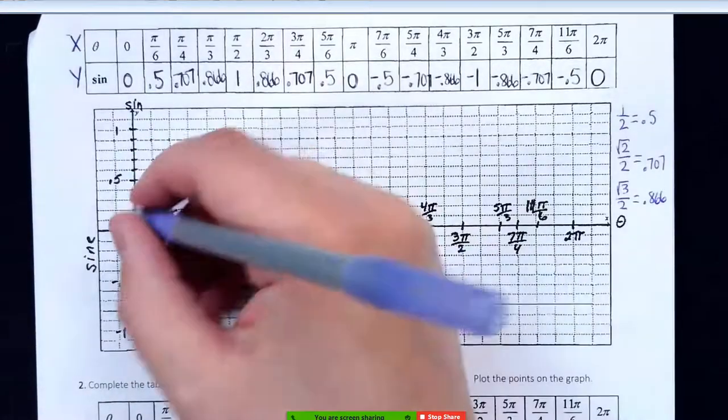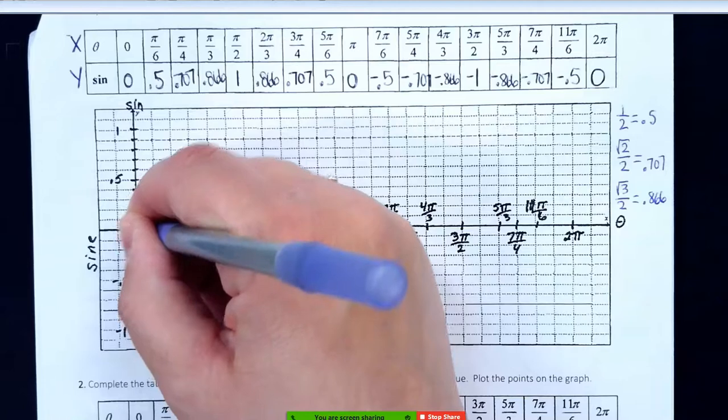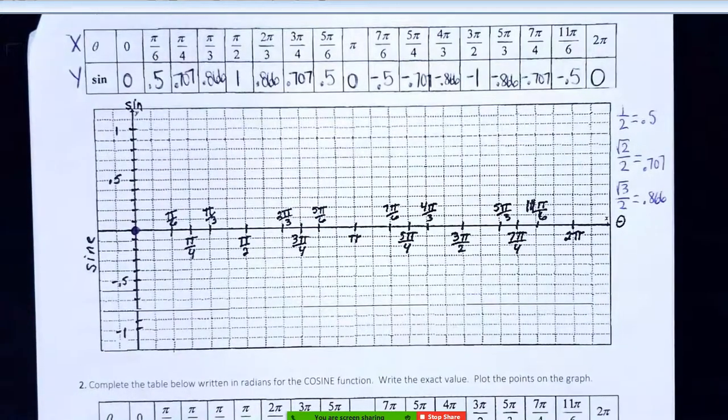So the sine function always, let me grab a color so it's a little easier to see, is going to start at the origin, 0, 0. Now I'm going to skip over about 2 spots to get to the pi over 6.